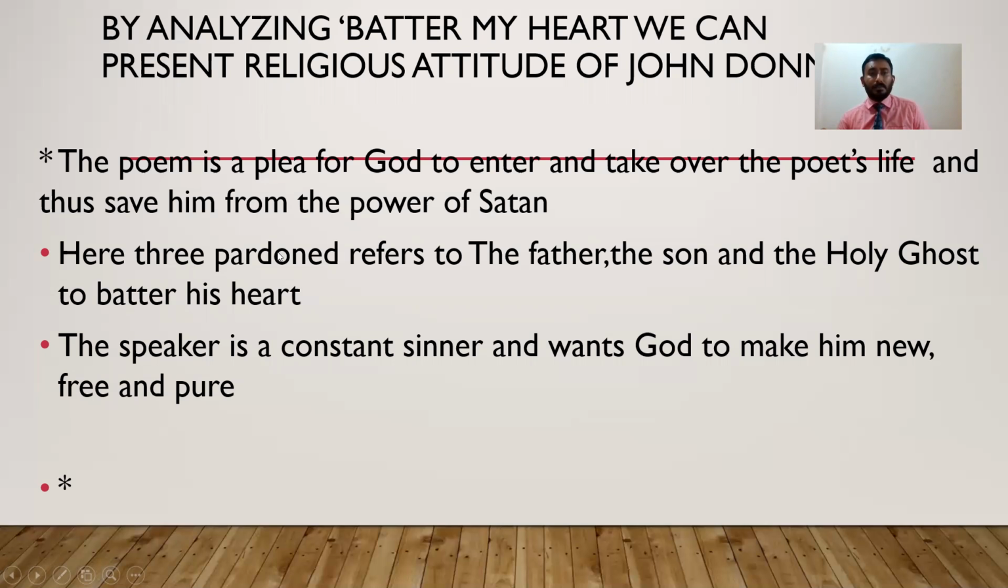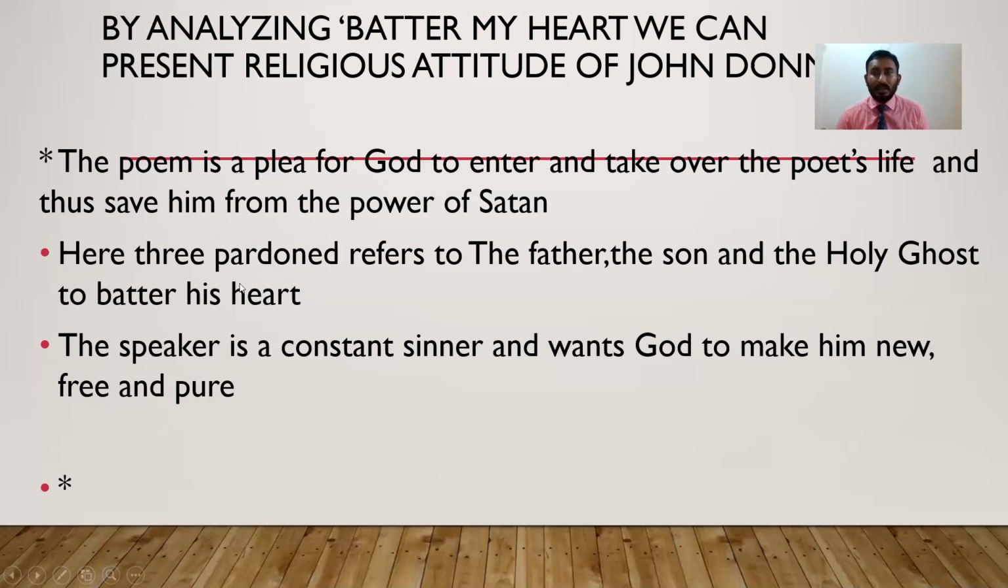Here, three persons refer to the Father, the Son, and the Holy Ghost to better his heart. Actually, this will be a person. It is a mistake. Here we find the printing mistake D; actually, here it should be S. Here, three persons refer to Father, Son, and Holy Ghost.